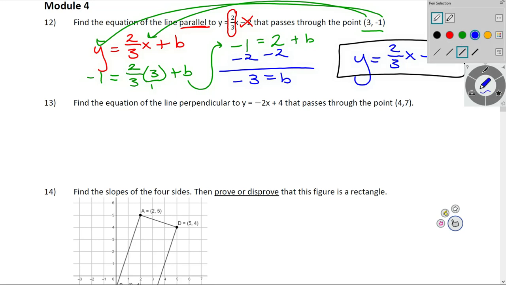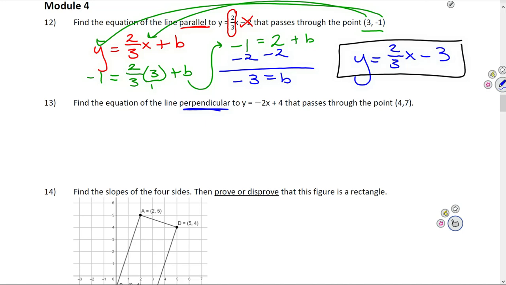Number 13 is very similar, except that it's perpendicular. If it's perpendicular, then the slope of my line, the answer, will be the negative reciprocal of -2. I flip it over from -2/1 to 1/2 and change the sign. It's a negative reciprocal. Most students have the flipping down, but changing the sign for some reason isn't always there. So +1/2 is what I want in this problem.